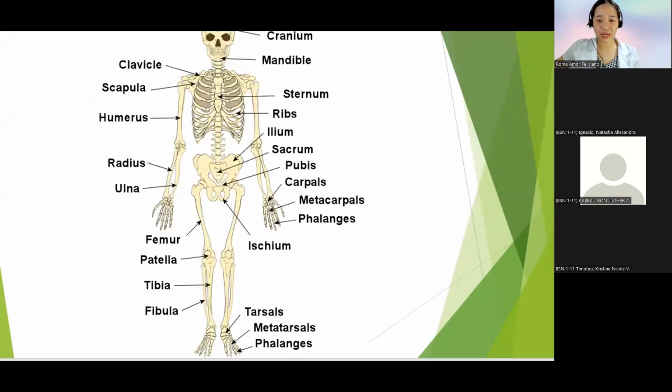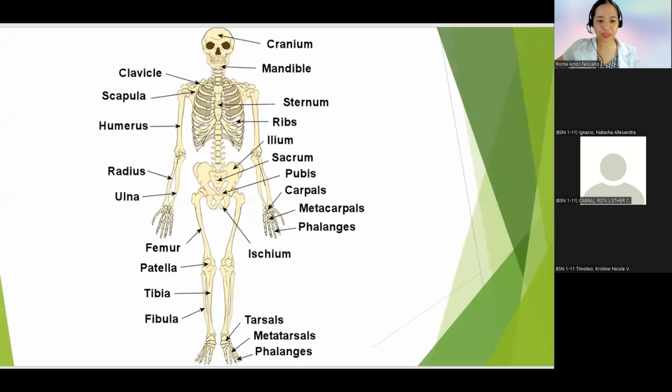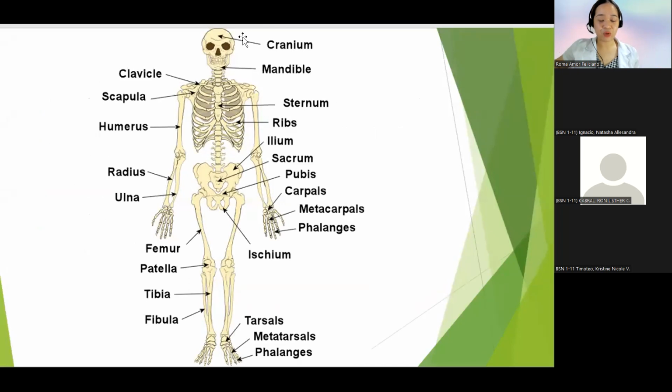Look at the screen, class, and take note of this one. Kasi ito ang first activity natin for finals. Maglagay kayo sa inyong notebook, sa inyong logbook, no? This one. Lalagyan nyo to. Huwag nyo nang i-drawing kasi hindi ko naman nakipag-drawing. Maglagay lang kayo doon ng yung mga parts natin, no?